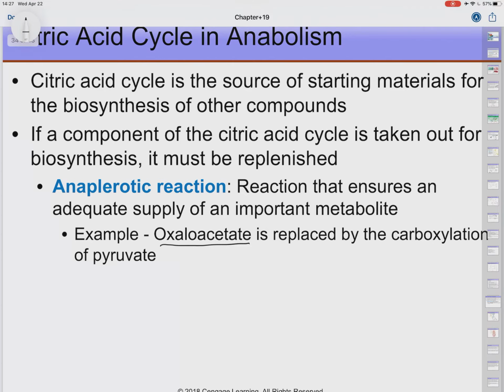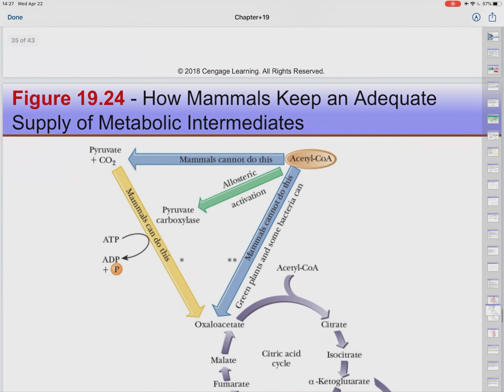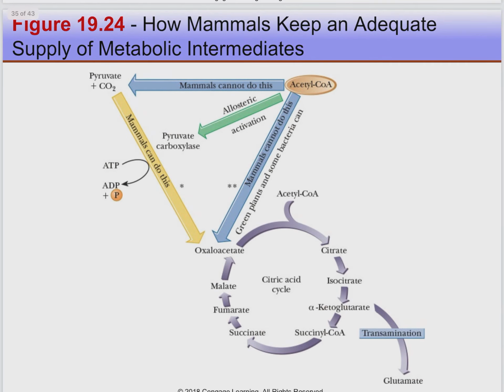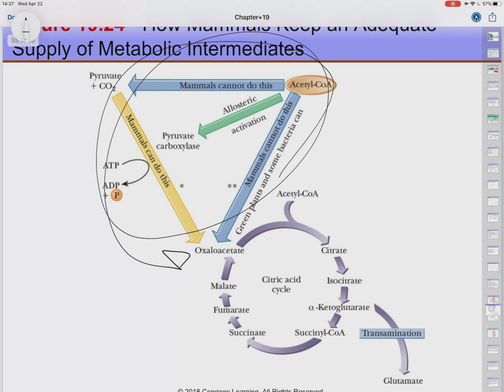This also happens with oxaloacetate, which is one of those that we really need, either as a starting point for gluconeogenesis or as an intermediate in the citric acid cycle. This can be created directly from pyruvate. So how do we keep an adequate supply of the things we need? Acetyl-CoA can be turned into pyruvate. Acetyl-CoA can be turned right into oxaloacetate. Pyruvate can be turned into oxaloacetate. So there's a nice little route for keeping oxaloacetate in supply.